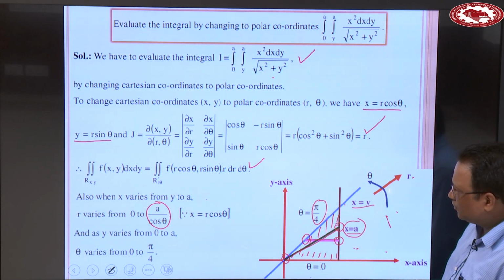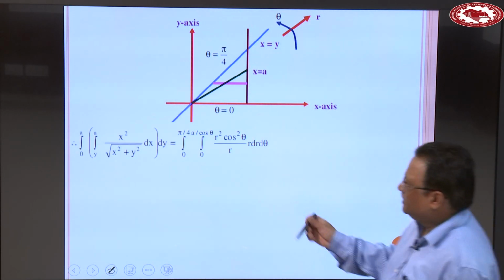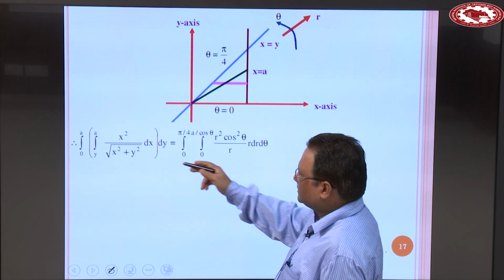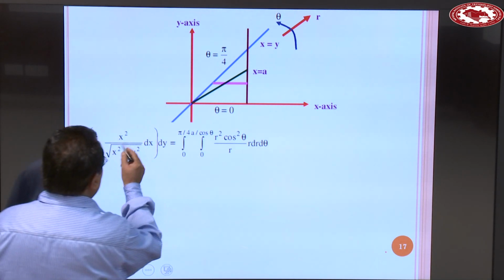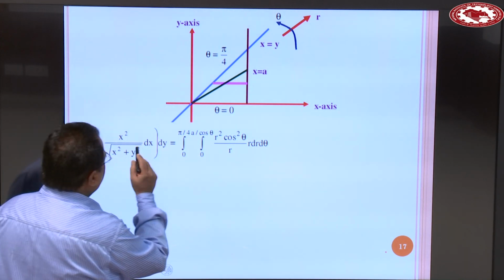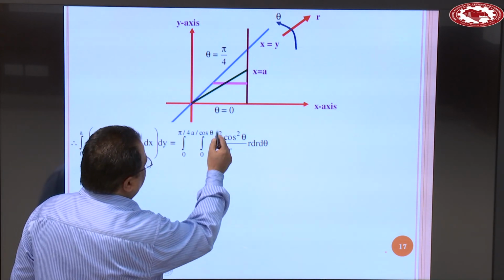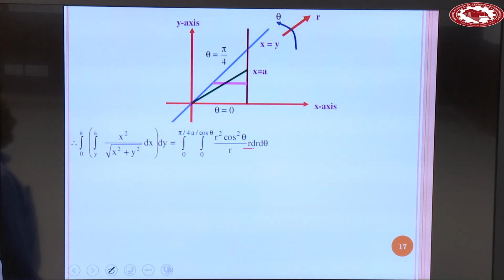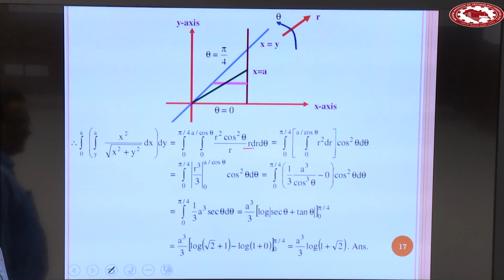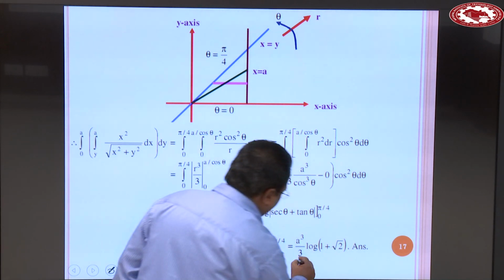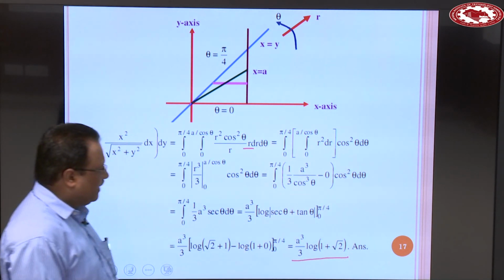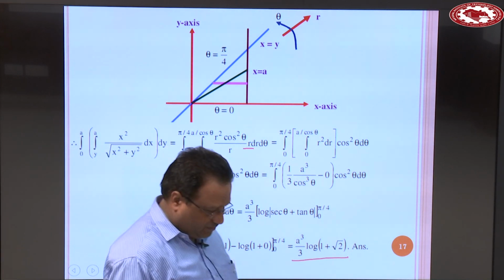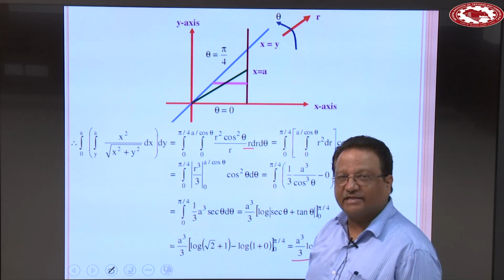So when you solve, you will get r from 0 to a over cos theta and theta from 0 to pi by 4. Substitute the values of x and y here: x square plus y square is obviously r square, x square means r square cos square theta, and the Jacobian is r dr d theta. Solve this inner integral and you will finally get a cube by 3 log of 1 plus under root 2. In this way you can evaluate this type of problems.